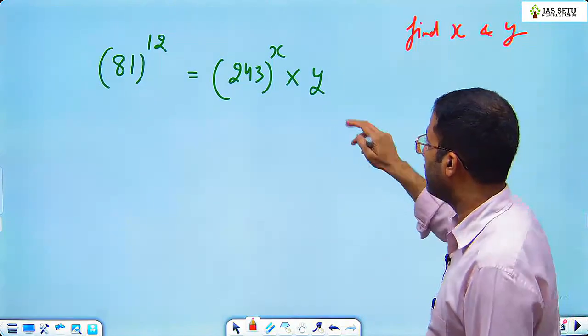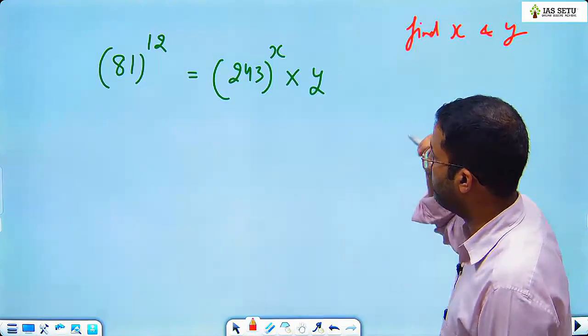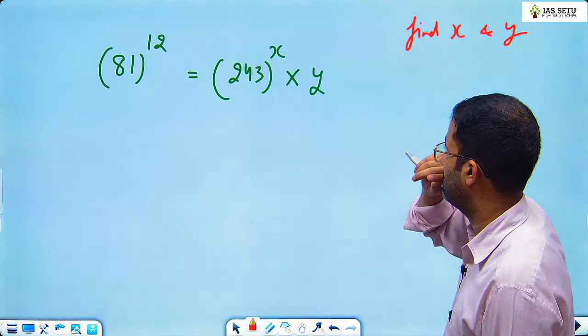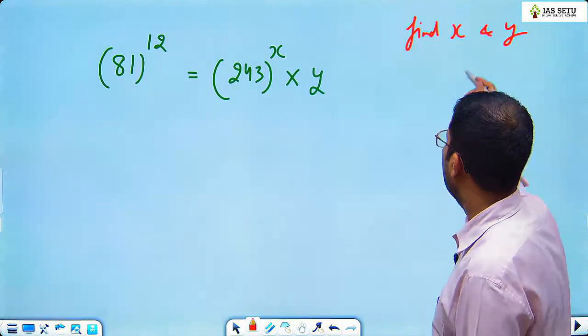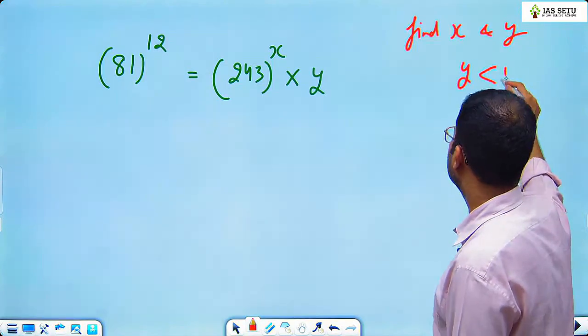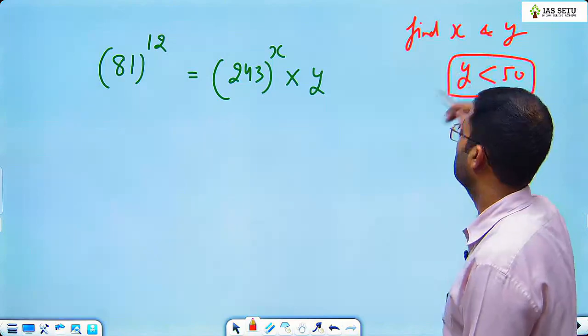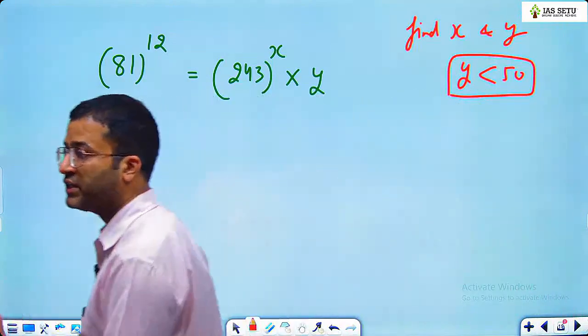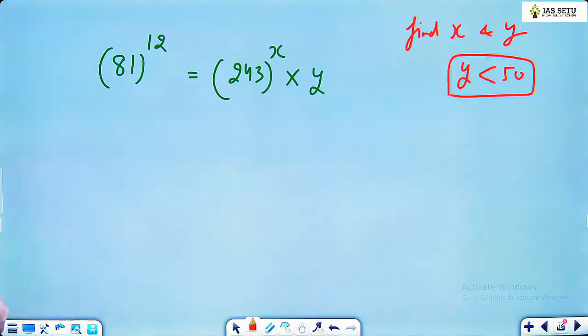अच्छा, एक चीज और, एक और कंडीशन पुट कर देता हूँ, नहीं तो आप पता नहीं कितने आंसर दे दोगे मुझे. y is less than 50. नहीं तो y की आप पता नहीं कितनी बड़ी वैल्यू भी दे सकते हो. कंडीशन है y is less than 50.